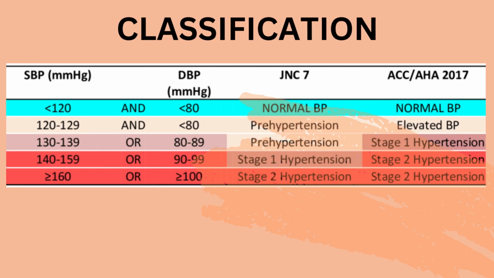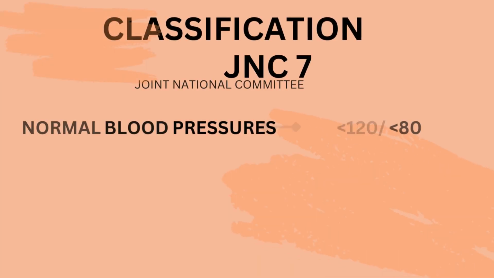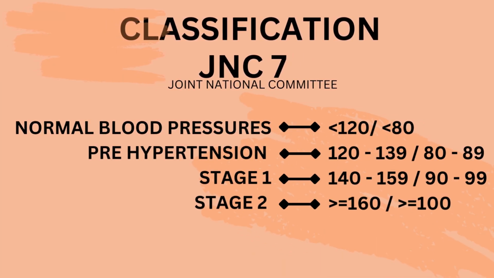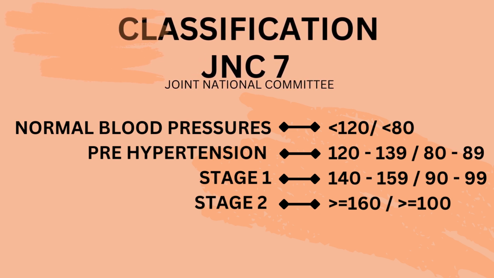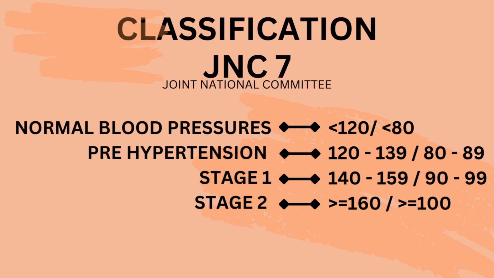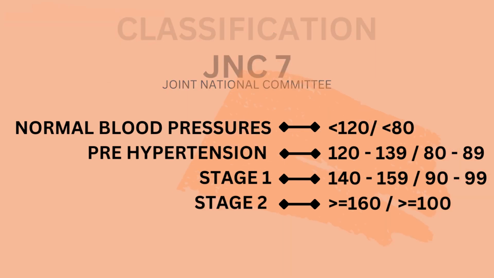Classification. According to the Joint National Committee, systolic blood pressures of less than 120 and diastolic less than 80 are considered normal blood pressures. Systolic pressures between 120 to 139 and diastolic between 80 to 89 are called prehypertension. Systolic pressures between 140 to 159 and diastolic between 90 to 99 are called stage 1. Systolic pressures of 160 or above and diastolic of 100 or above are called stage 2.